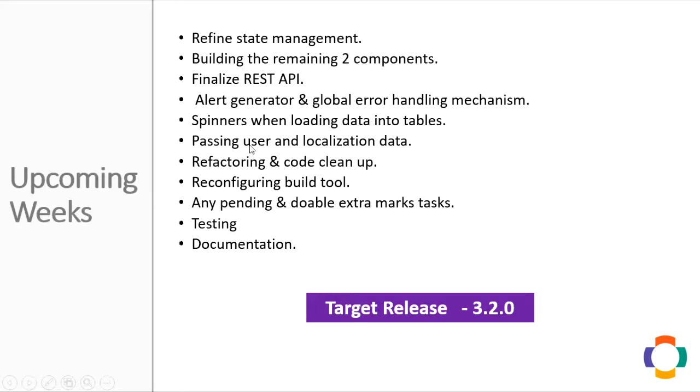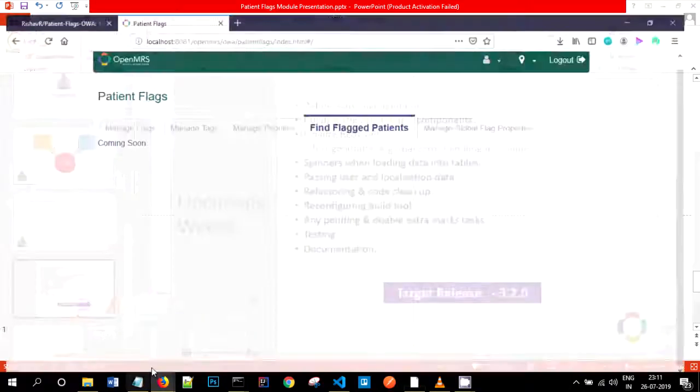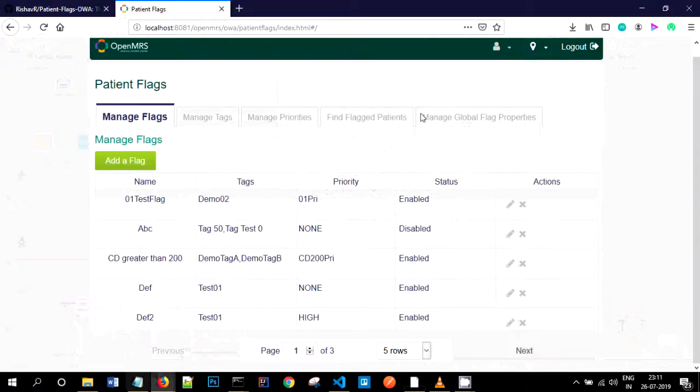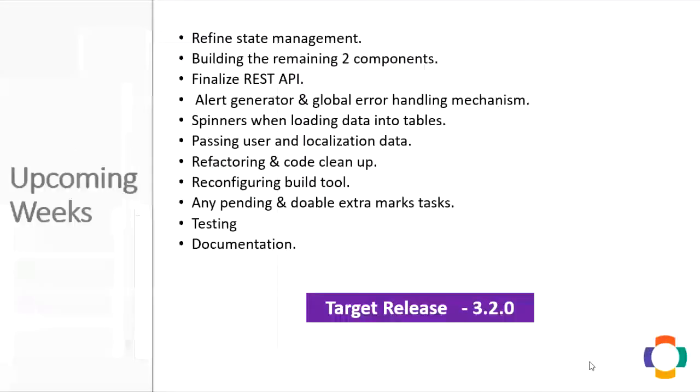Passing user and localization data. This is essentially to show two things. If you just look at the app here, we obviously want the user data to come here, the localization data to come here, and obviously we want the navigation to be present right here. So these three things aren't there, and we'll be working on that.